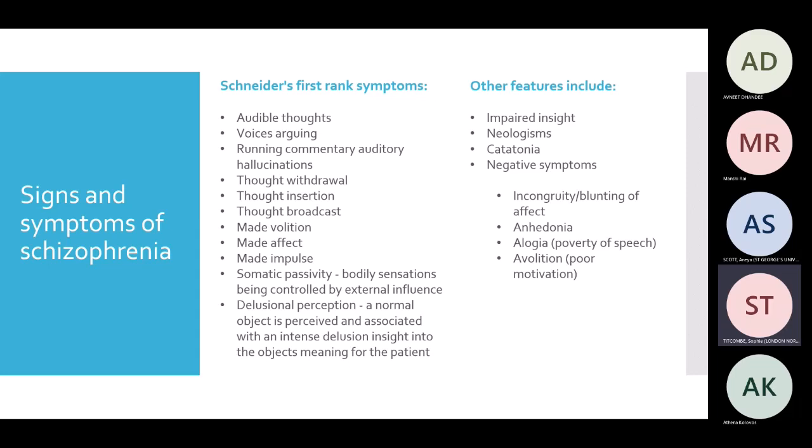So we can split Schneider's first rank symptoms up into different categories. So we've got our auditory hallucinations. These are things like audible thoughts, voices arguing, running commentary. We can then think about our thought disorders. So these are thought withdrawal, insertion, broadcast. We can then group together our passivity phenomena, which are things such as made volition, made affect, and made impulse, and somatic passivity. And then finally, we've got our delusional perceptions as well.